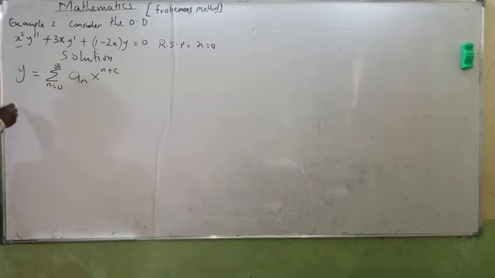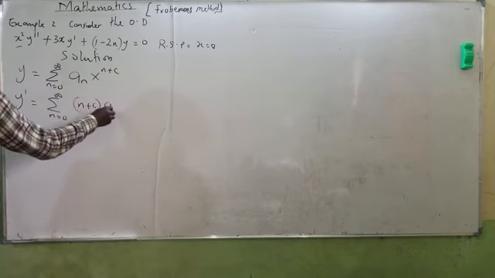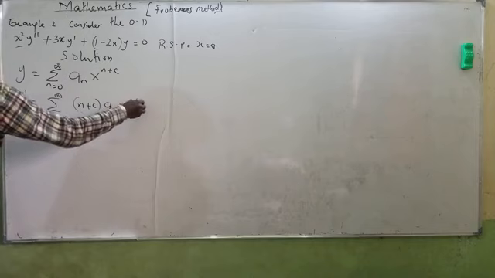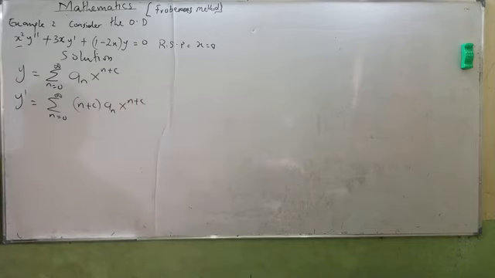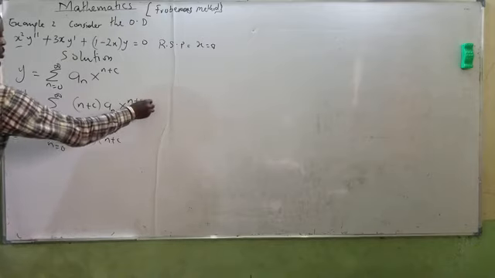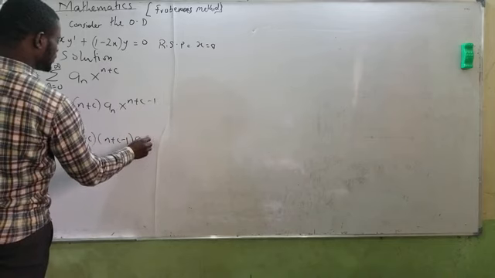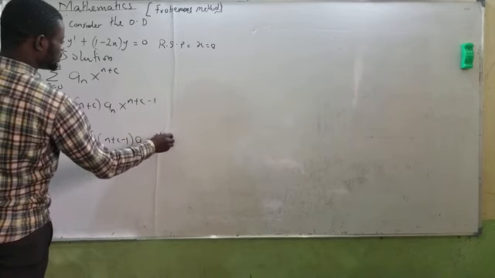Now I will move on to y prime, which is equal to what? It runs from n equals 0 to infinity, with n+c times a_n x^(n+c-1). Then y double prime will also run to infinity, with (n+c)(n+c-1) a_n x^(n+c-2).